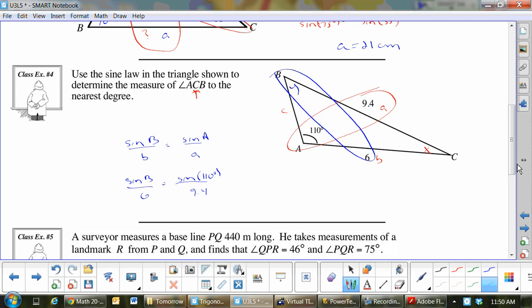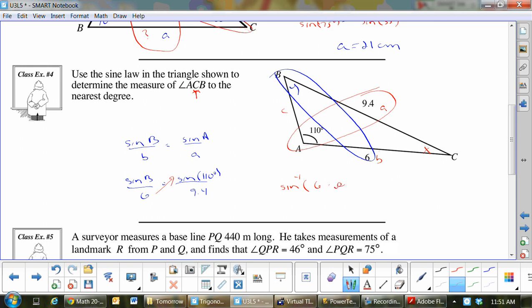Now, what's the angle with this one? I'm finding an angle. If I'm finding an angle, something's going off in my head: use inverse sine. Everyone agrees that this 6 is going to come up here, right? Now, this is what you have to do, everybody. You've got to go inverse sine, and a bracket opens for you.